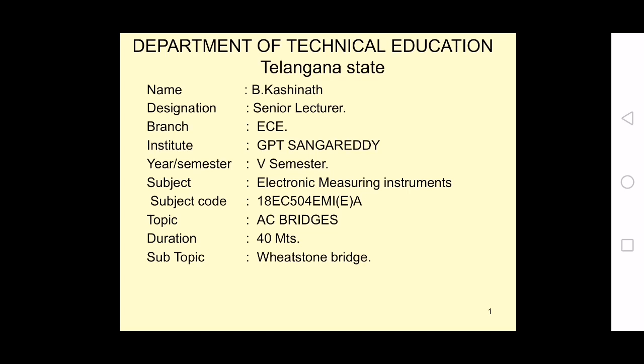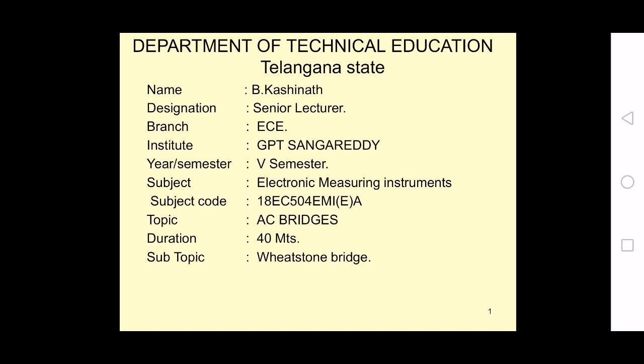Why? Because the readout of this comparison is based on the null indication at bridge balance, which is essential, and it is independent of the characteristics of the null detector. Therefore the measurement accuracy is directly related to the null indicator used. And the DC bridge which is used for accurate measurement of resistance is the Wheatstone bridge.